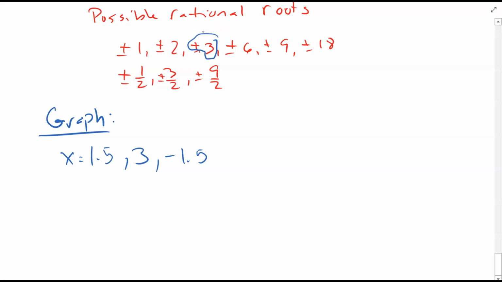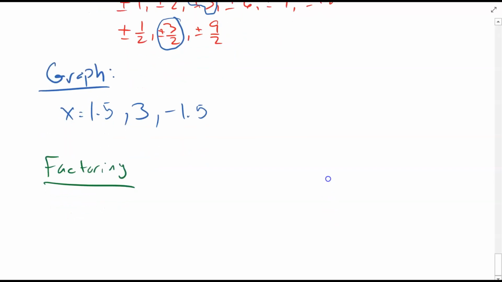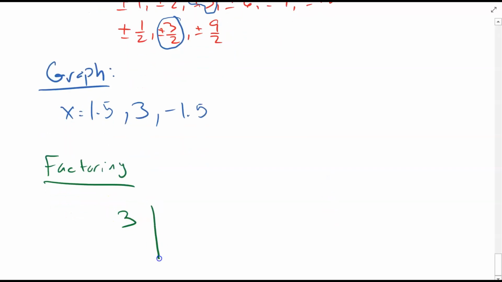So I see positive 3, and I see both positive and negative 1.5. You guys agree with that? Okay. Which one of these do you want to start with? You want to start with the decimal to do the synthetic division with? Yeah. I would start with 3. It just, the arithmetic's much easier, right?